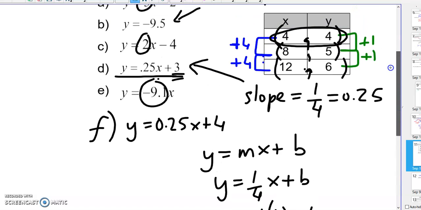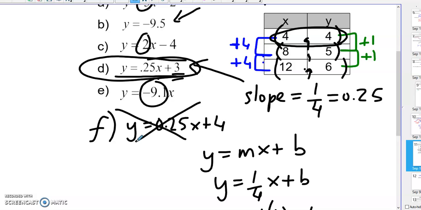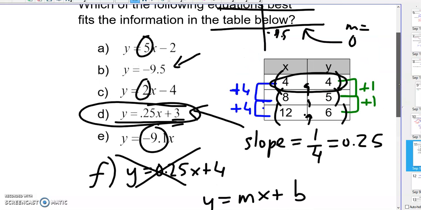So this would be our answer and not this one, if you were given a choice where the slopes were the same. But in this case, it's very straightforward. That is the slope, and that is the answer for that.